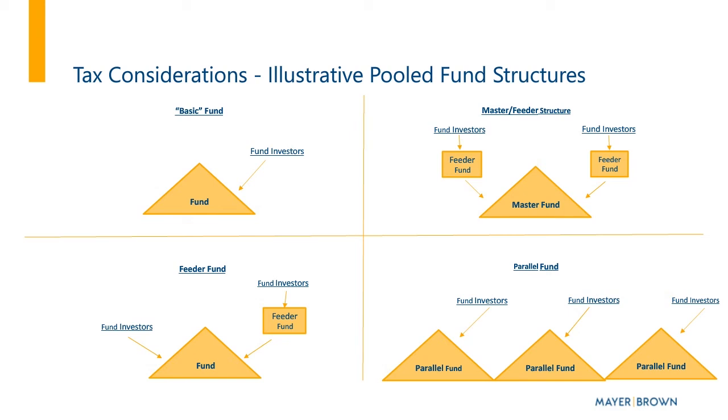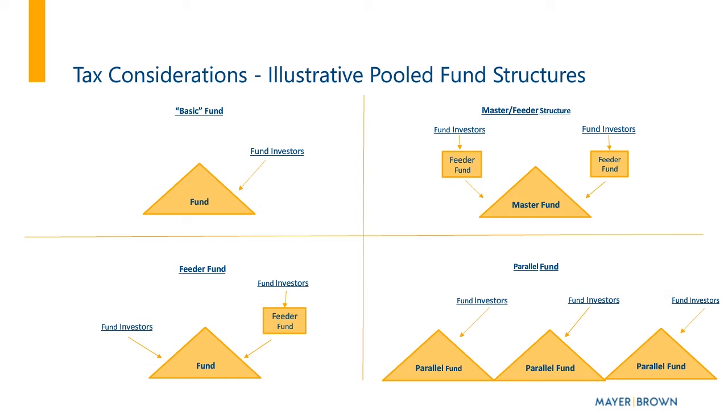Moving down to the bottom left, we've illustrated what we call a feeder fund. So there you'll see that, again, you have a main fund vehicle which some investors will invest directly into, but other investors may not invest directly into that fund, but may come in instead via some other vehicle, which we call a feeder fund. A feeder fund, obviously, because it feeds into the main fund.